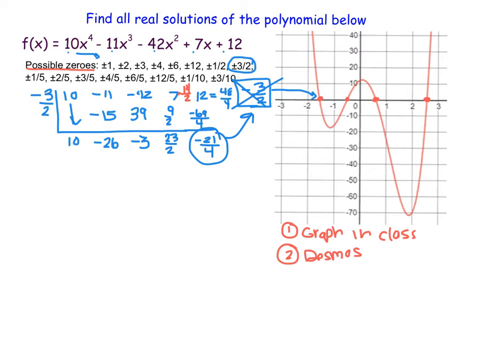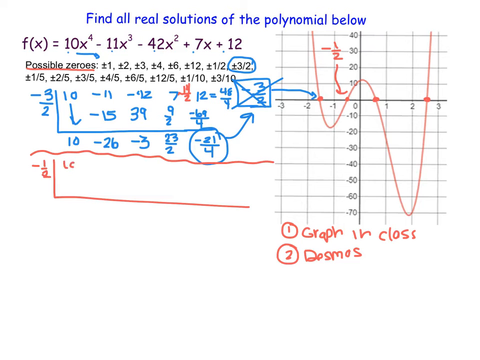So since that one is not the case, we're going to move on to the next one. We're going to focus on this one, and this one looks like it might be a -1/2. So we're going to try that one out second. We're going to try out -1/2 and see what happens.